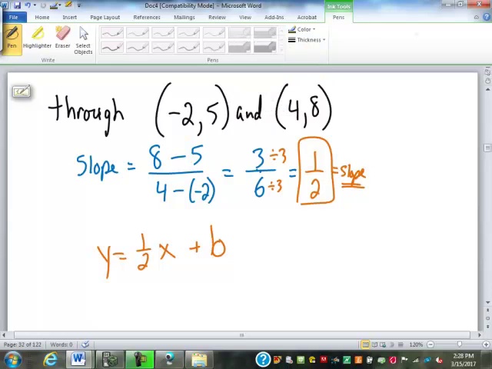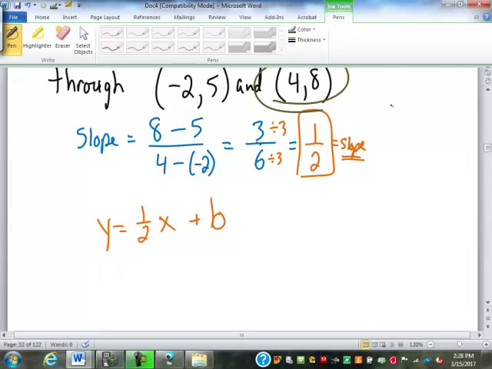Which point do you want to use? Personally, I don't like working with negatives. I would probably pick the 4, 8. Again, it doesn't matter. They'll both give us the same result. So what's going to go in here for y? 8. And for x? 4.